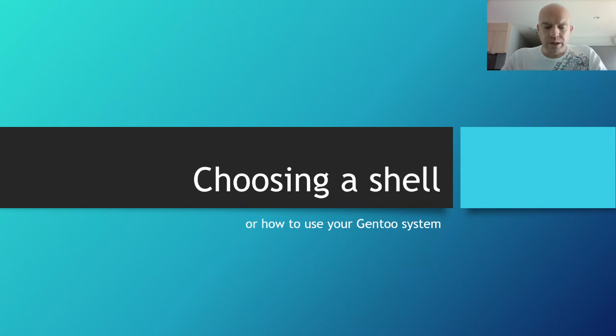So after you finish installing Gentoo, what you actually have is the Linux operating system with the Portage Package Manager, which is the Gentoo part. And then as default, you have the bash shell. So the shell is kind of like the user interface.